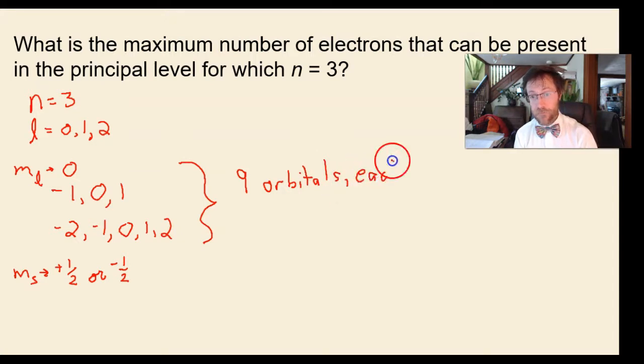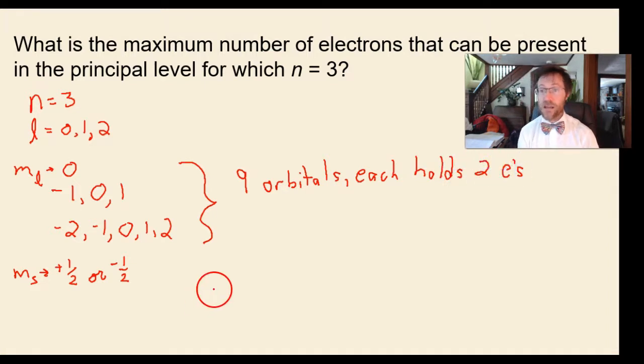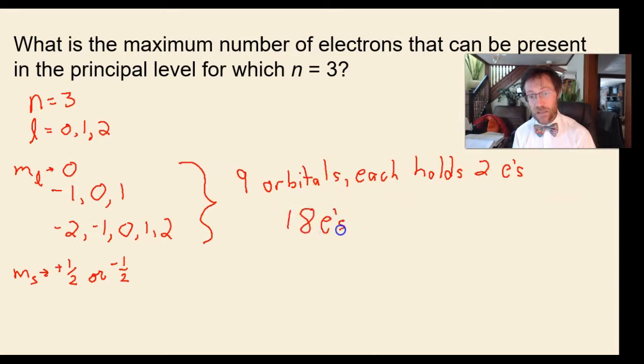Each holds 2 electrons, right? One is going to be plus, one's going to be minus. In other words, it'll be spinning up or down, right? So if there are 9 orbitals and each holds 2 electrons, you will have 18 electrons in all.